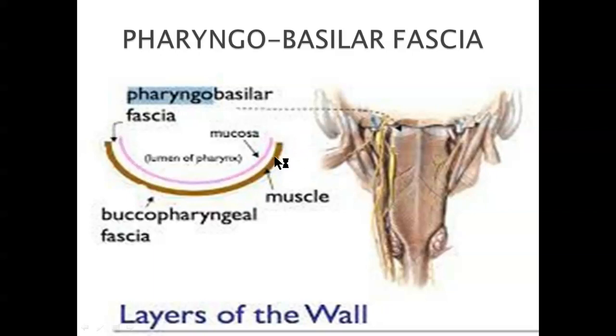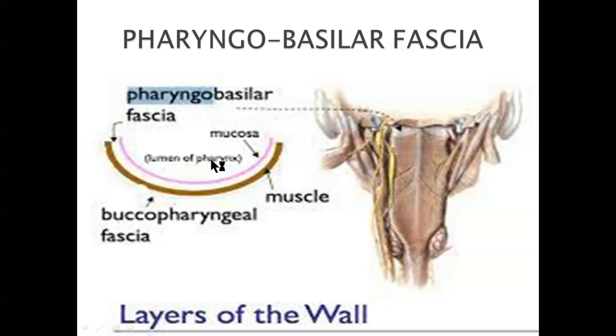Simple point. So here we can see we have the muscle. So buccopharyngeal fascia would be outside these muscles. It would be the most outer part, whereas pharyngobasilar part would be inside, the inner part. All right, so this is very important. And buccopharyngeal fascia, as you remember, I already talked about. It would be separated from your prevertebral fascia by a retropharyngeal space.